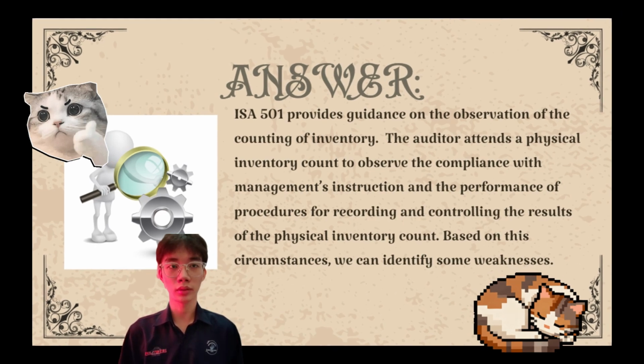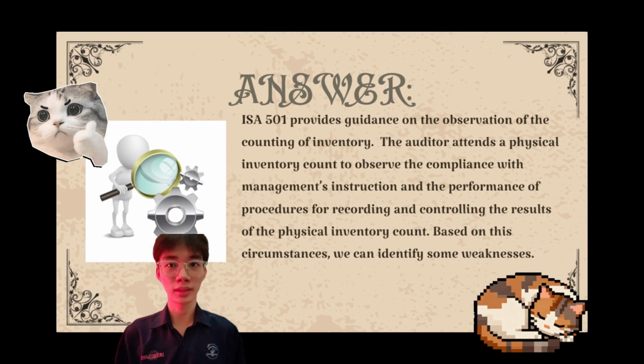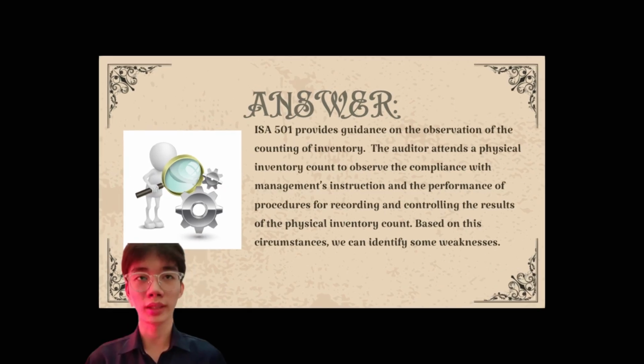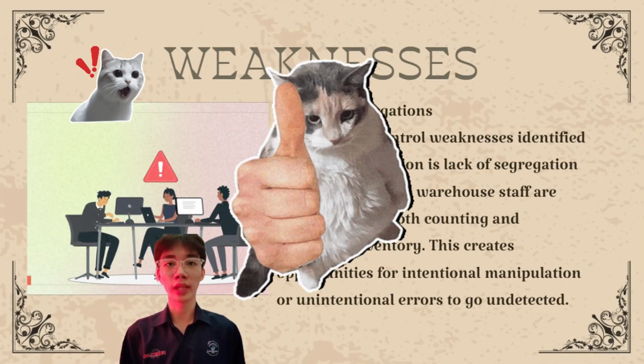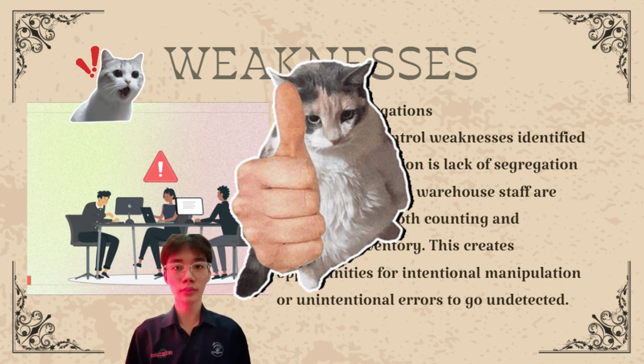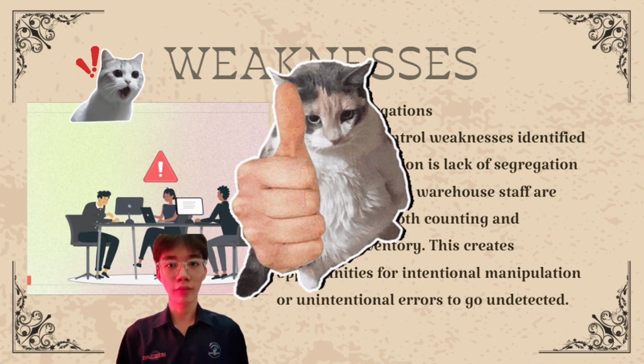Based on these circumstances, we can identify some weaknesses. So the weaknesses, number one is lack of segregation. The potential control weakness identified through observation is the lack of segregation. The same warehouse staff are responsible for both counting and recording inventory.